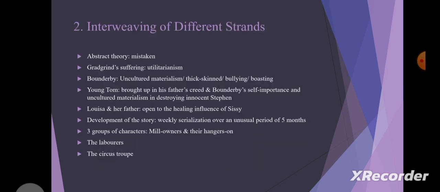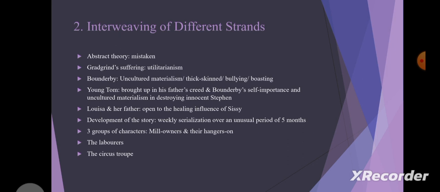Number two is interweaving of different strands. Different aspects, different incidents, different images are called strands, and you can say that these are interwoven. Hard Times tells the story of what can happen when an abstract theory is mistaken for reality, and when greed for gain gets the upper hand. As you know, the story is based on materialism as well as utilitarianism.